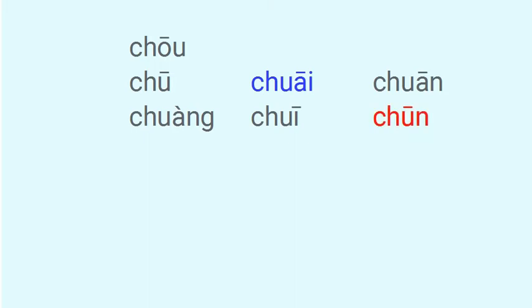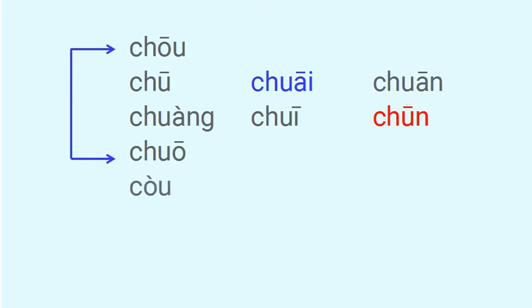CHUN has the combination of alphabet UN form. So, CHUN is pronounced as Chun. CHUO is pronounced as Chuo. Please compare the pronunciation of this CHUO with CHOU before. COU is pronounced as Cho. CU is pronounced as Chu.